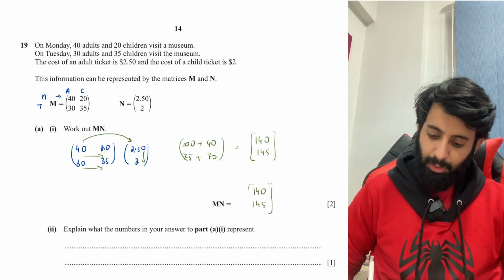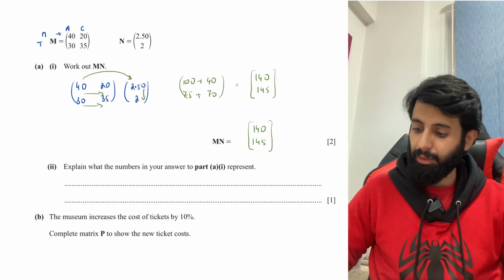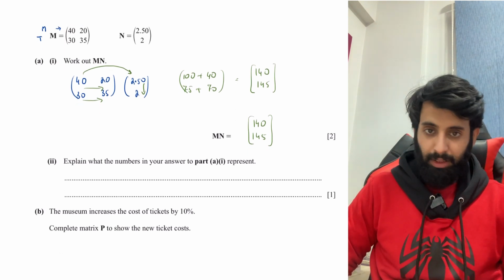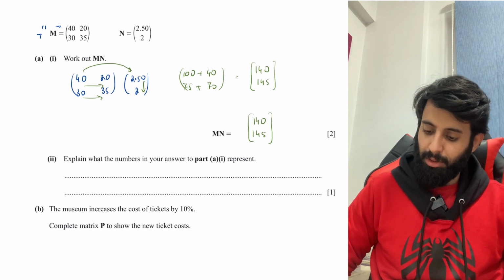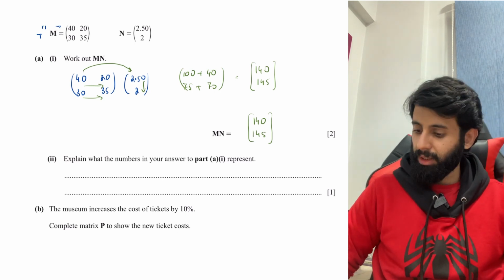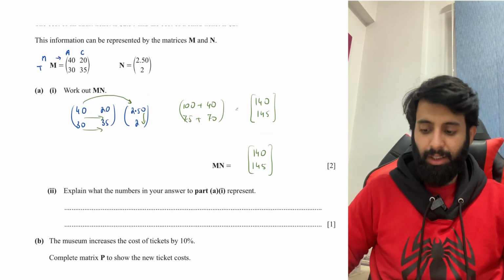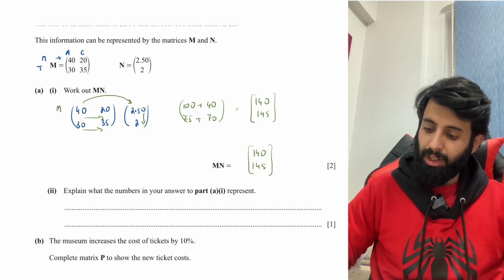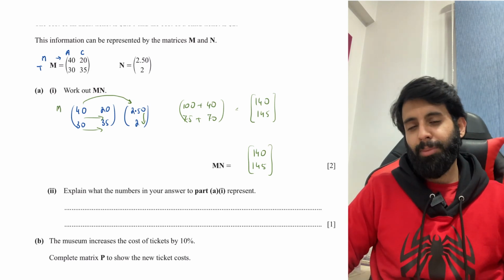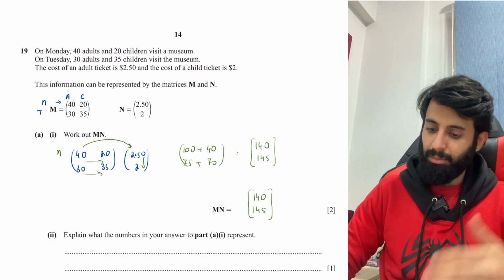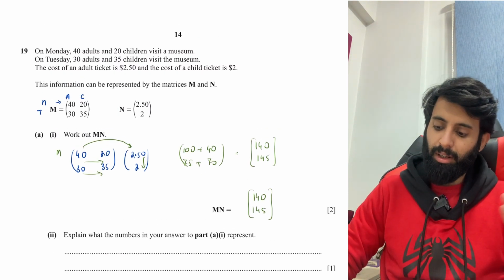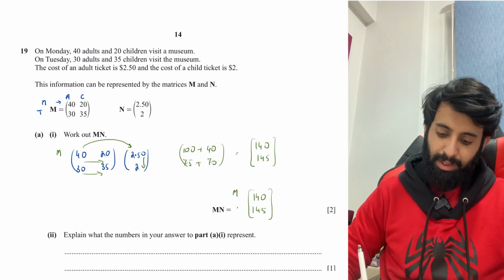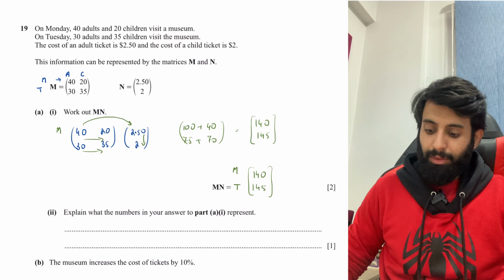So the question will ask you what it represents, like what exactly are you trying to find over here. Then it says explain what the numbers in your answer to part A, part 1 represent. So what they represent is basically the total revenue on Monday and the total revenue on Tuesday. Why so? What you've done is you've multiplied the quantity of people visiting the museum on Monday by the respective ticket prices, and you've done so for Tuesday. So 140 is for Monday and 145 is for Tuesday.